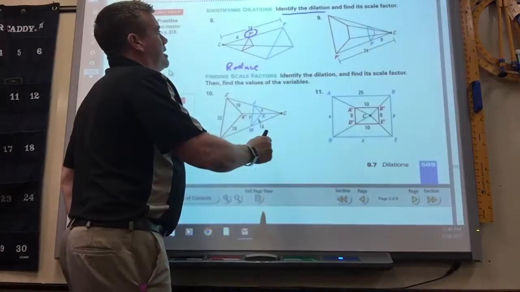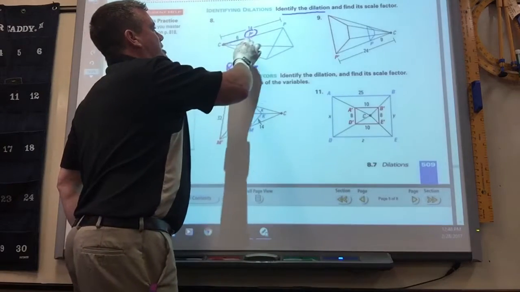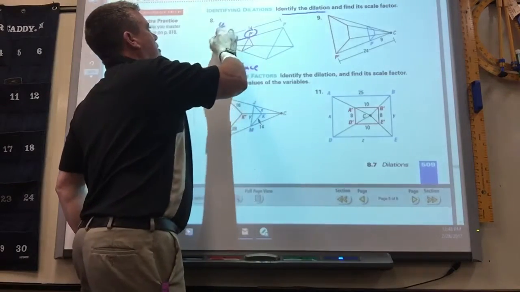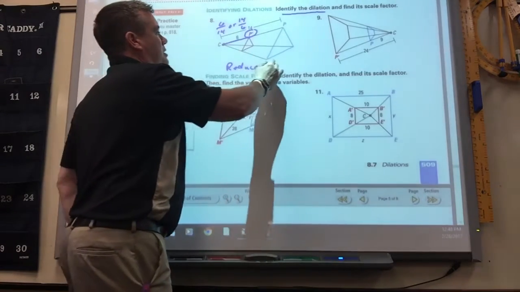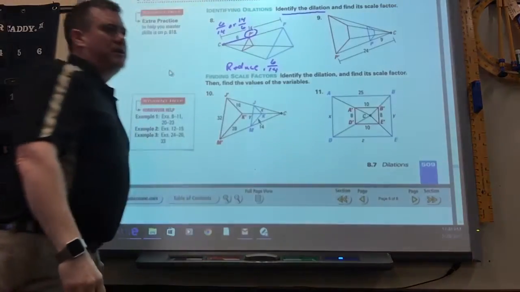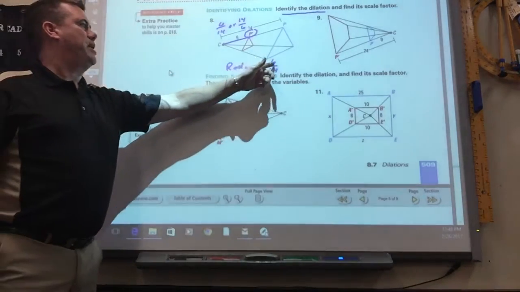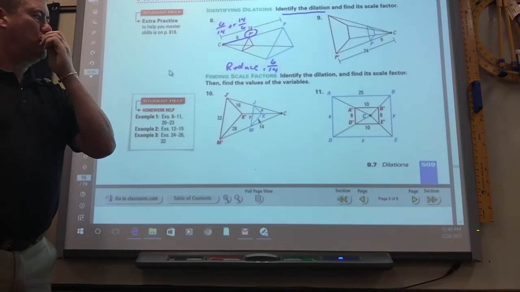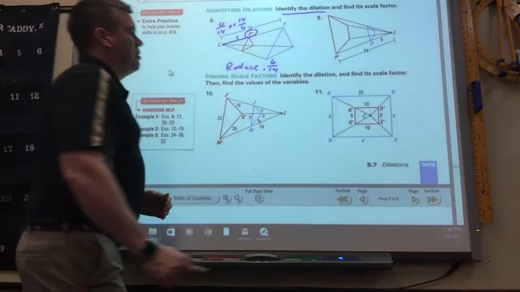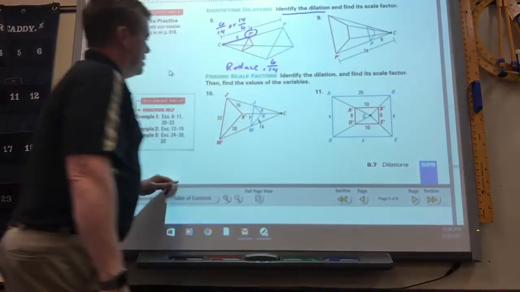And then the scale factor, it's either going to be 6/14 or 14/6. 6/14. And you don't need to reduce them. You can if you want. That would reduce to 3/7. So I'll give you a minute to do 9, and then we'll do 10 together.